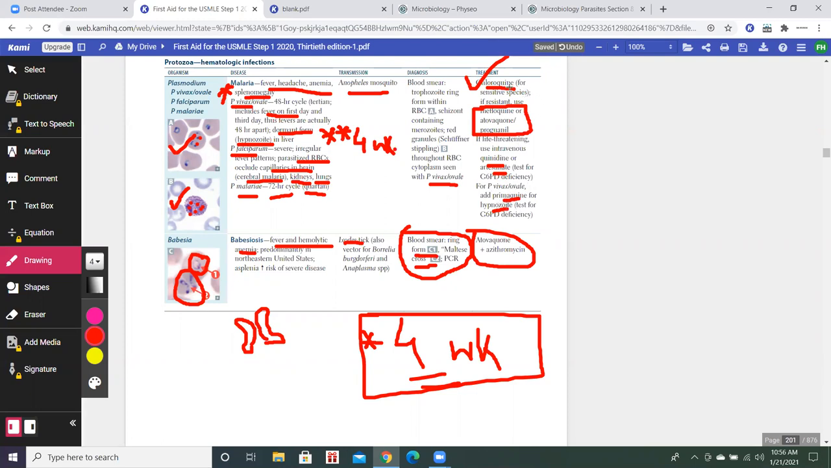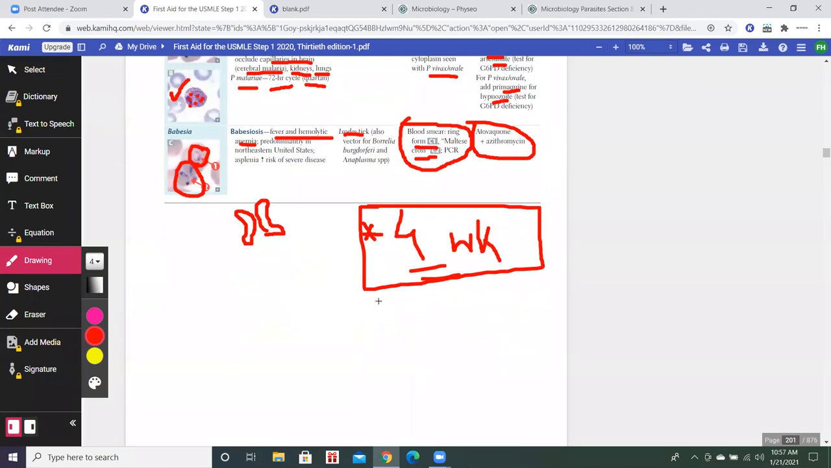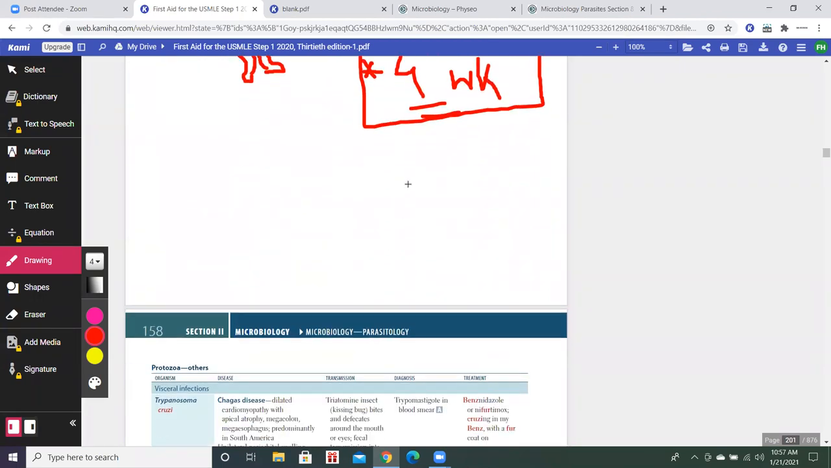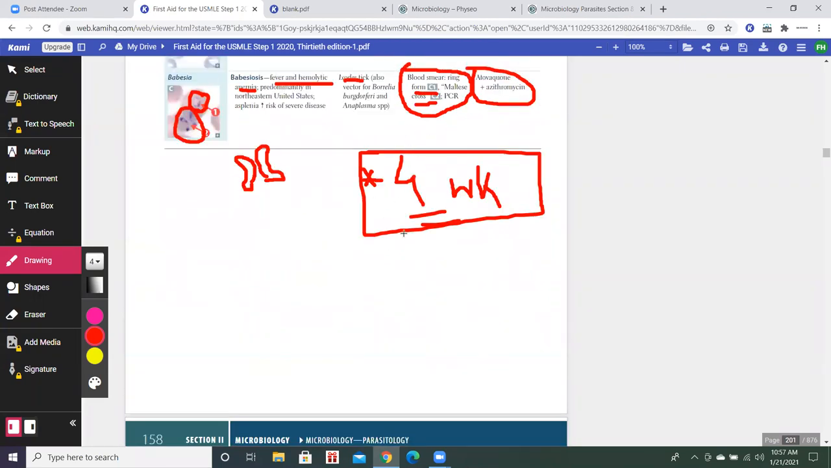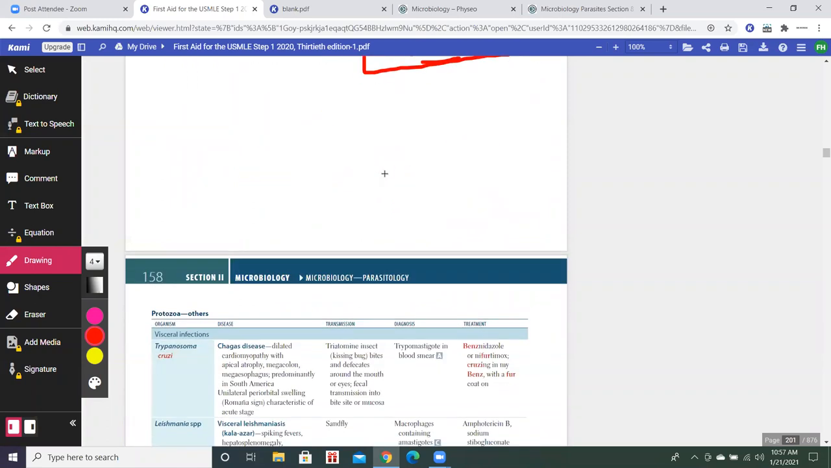If you can only remember chloroquine, and if chloroquine doesn't work, we can give mefloquine or proguanil, then that's enough, to be honest, because they don't really like to go into the depth of which drug you will prescribe for which parasitic form of malaria. So if you can remember chloroquine, if not chloroquine then mefloquine and atovaquone, that's more than enough. And this piece of information over here is also asked. You will get two questions from Step 1 about this. So don't forget this one.